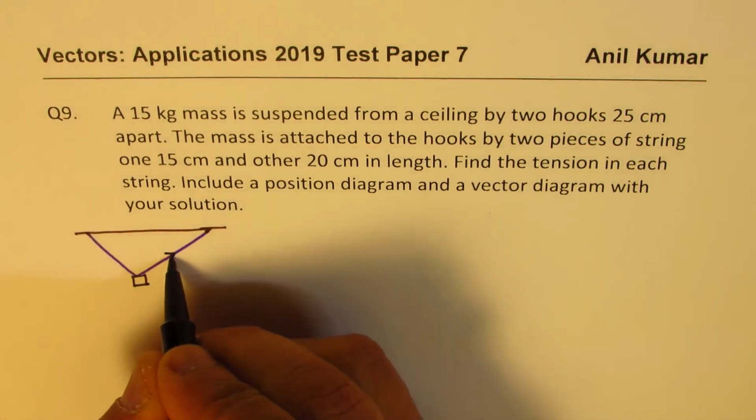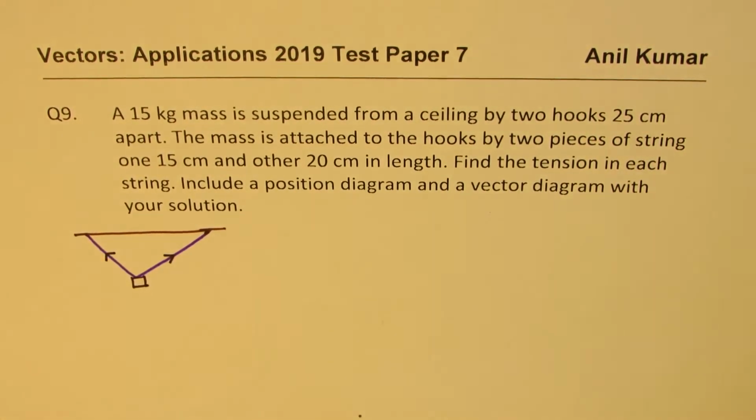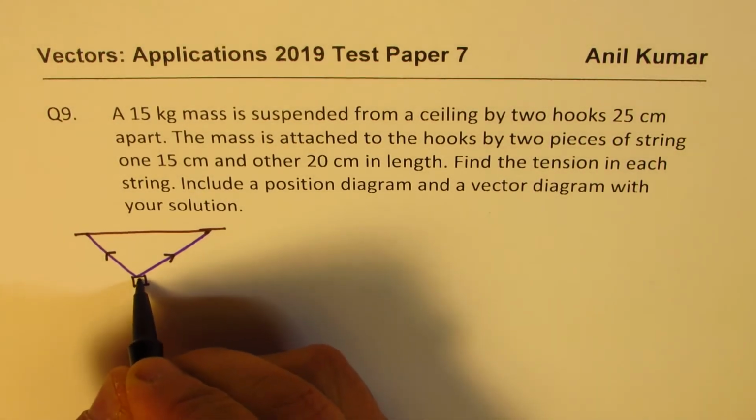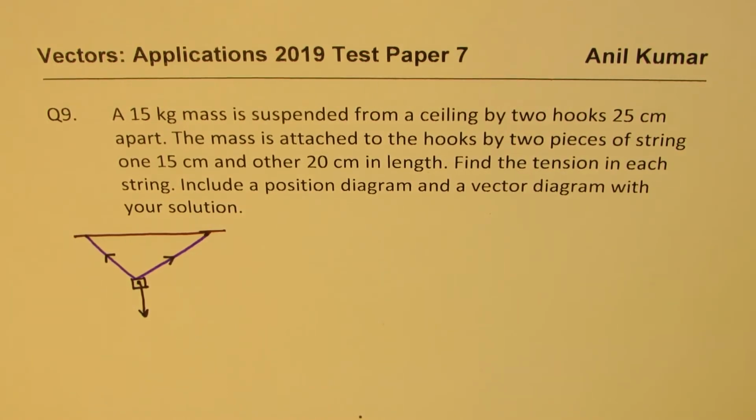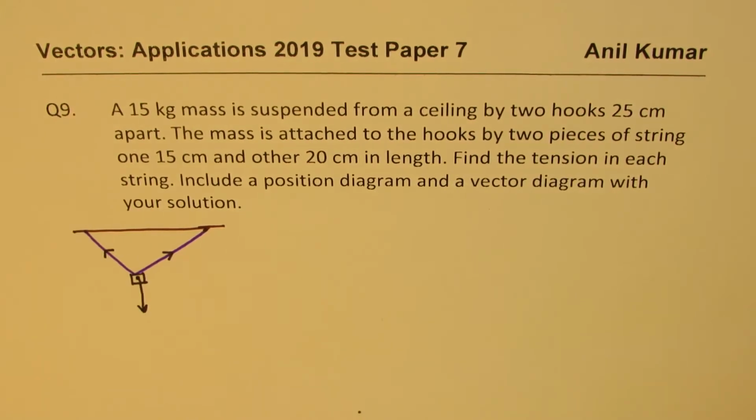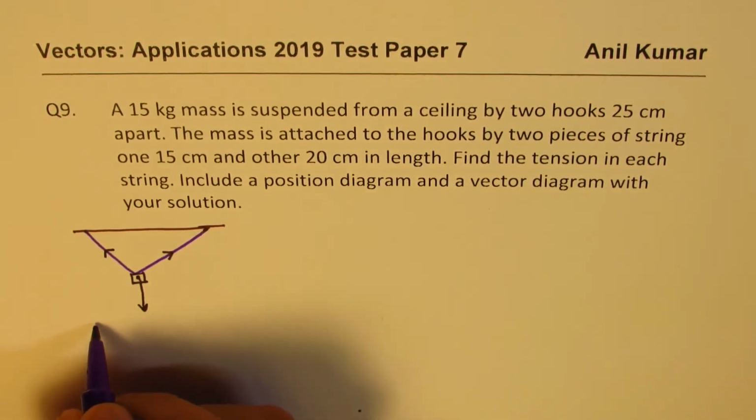Now the tension, because of this, will be in the direction of the strings, and the mass has weight, which is a force that will act downwards. Correct? So we have here all the things mentioned. Now this is which kind of a diagram? Is it a position diagram or a vector diagram? That actually gives you the position of each and everything as explained in the particular question. Is that clear? Now to complete this position diagram, let me write down here: this is position diagram.